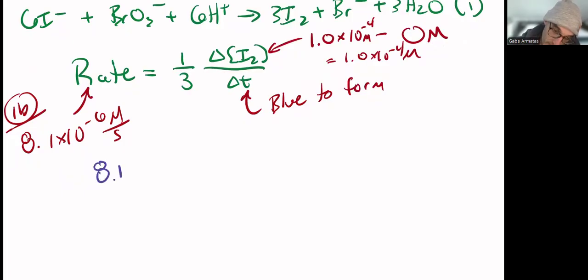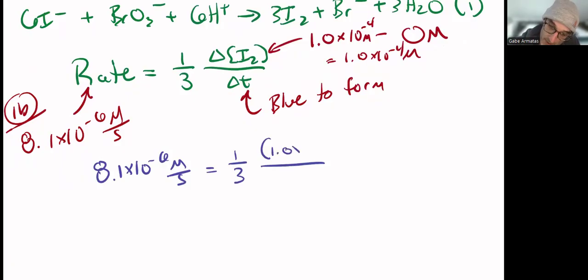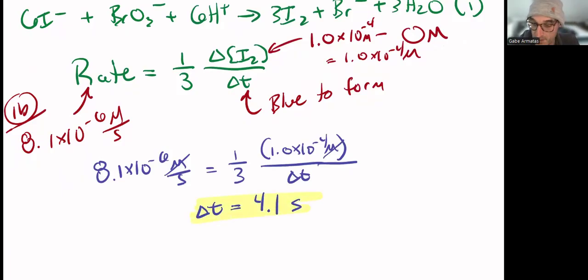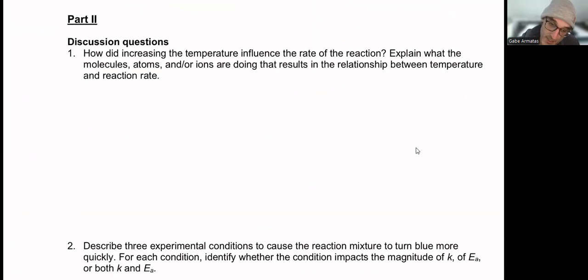Rate, 8.1 times 10 to the minus 6 molarity per second, equals 1/3 times the concentration of I2, which happens to be 1 times 10 to the minus 4 molar, all over delta t. Solve for delta t, and you end up with 4.1. Molarity is going to go away and leave behind seconds. So 4.1 seconds is how fast that reaction proceeded.